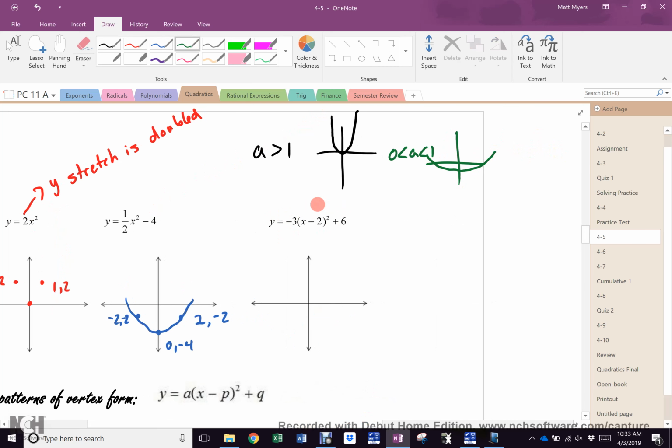Graph this one, no tables of values. Using your brains, tell me 5 points from the graph. I want the vertex, the first 2, and the second 2. Go. Start from the vertex because you can get it right from the equation.